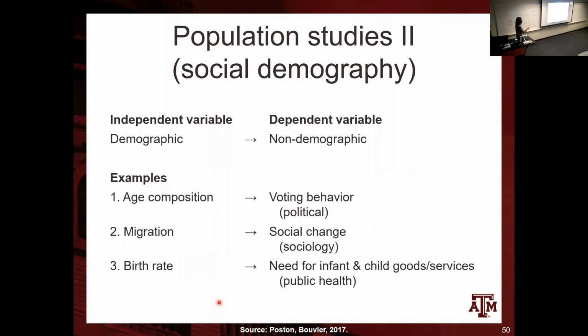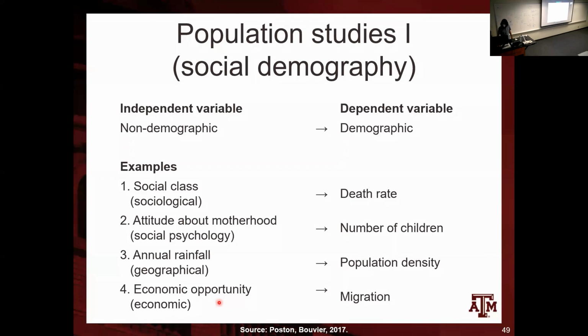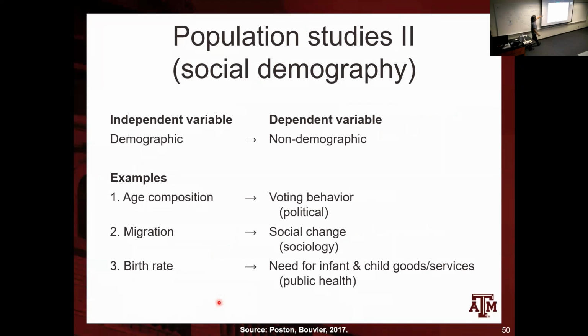And the opposite. When I have a demographic variable as the independent variable and a non-demographic variable as the dependent variable. Age composition: areas that have a higher proportion of younger people, that changes voting behavior, because younger people in general tend to be more progressive. Migration: areas with more migrants bring new ideas to specific areas, and that might generate social change, demography affecting sociology.